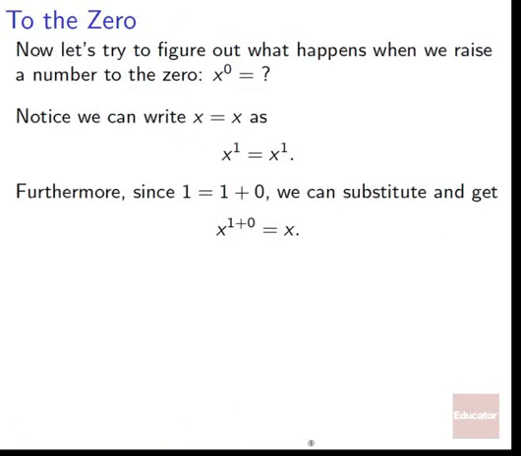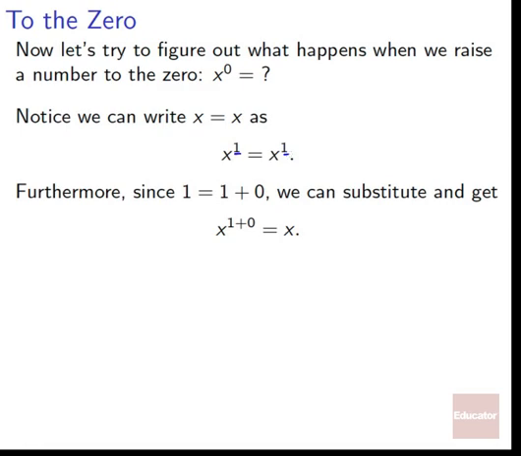Now, let's try to figure out what happens when we raise a number to the 0. Our first sort of difficult question. X to the 0 equals what? So, first off, we can write x equals x anytime we want. Just definitionally, that's sort of the idea of equality. You are equal to yourself. So we can write x equals x as x to the 1 equals x to the 1, right? We can put it to an exponent of 1 because that just means it's itself just multiplied just once. It's just there by itself because there's only one of them. So there's nothing wrong with writing x equals x as x to the 1 equals x to the 1.